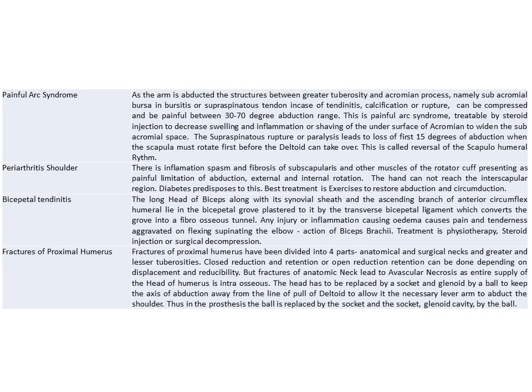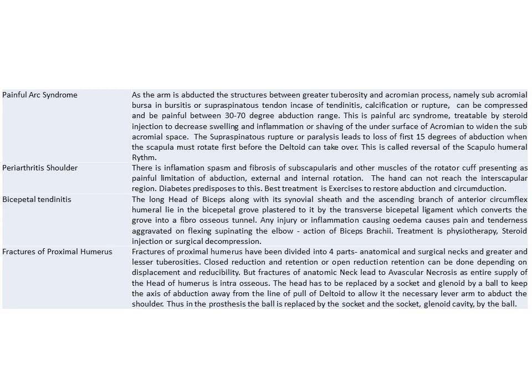The long head of the biceps, along with its synovial sheath, and an ascending branch of the anterior circumflex humeral artery, lies in the bicipital groove, plastered to it by the transverse bicipital ligament, which converts the groove into a fibro-osseous tunnel. Any injury or inflammation causing edema in these structures causes pain and tenderness, which is aggravated on flexing and supinating the elbow, which is the action of the biceps brachii. Treatment is physiotherapy, steroid injection, or surgical decompression.